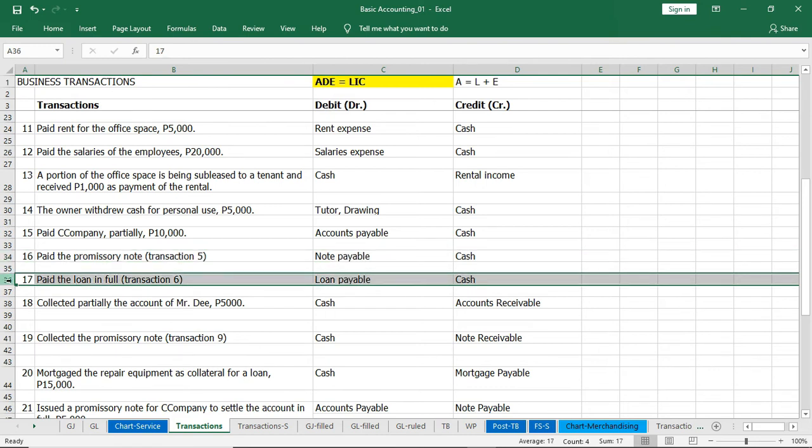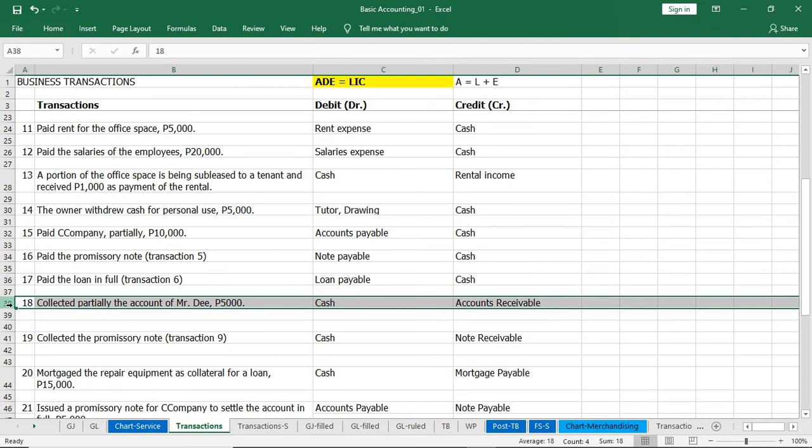Number 17, pay the loan in full. Yung transaction number 6 kanina. So, loans payable siya kanina, binayaran na ngayon. So, debit natin ngayon yung liability account na loan payable. Tapos, binayaran siya in cash. So, credit natin yung cash.